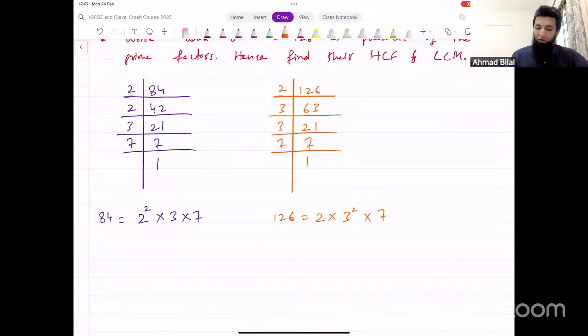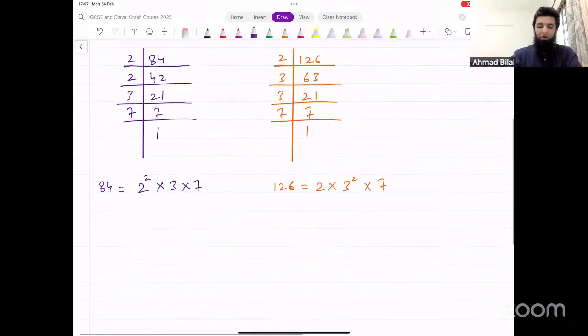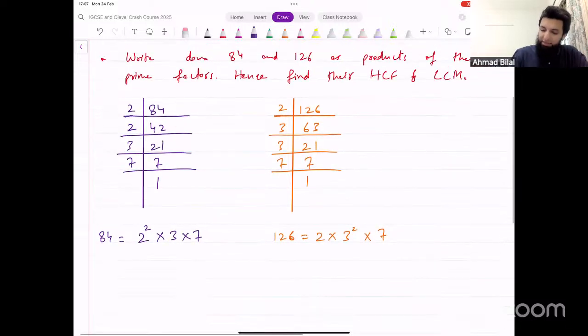Now, how do we find the HCF and LCM from this prime factorization? How can you find the HCF and LCM?